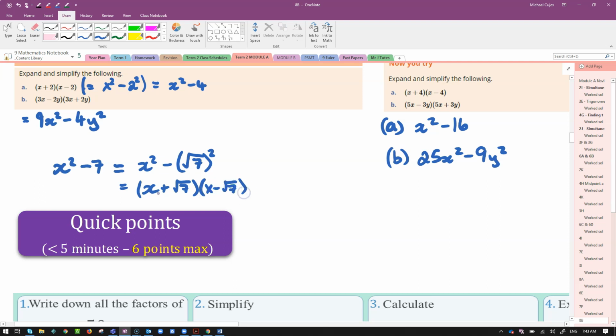And likewise, if I was expanding x plus root 7 times x minus root 7, x times x is x squared. That gives me my first term. And root 7 by root 7 is just 7. So x squared minus 7 would be the result of that. So just pointing out that it's not always for perfect squares only. It is for other numbers as well.